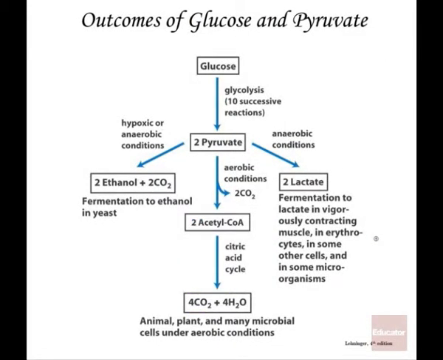So here is a more refined picture of what I just showed you. We have our glucose. It gets broken down into pyruvate, and then it can either go through the aerobic pathway and turn into acetyl coenzyme A, which then goes down the citric acid cycle to oxidative phosphorylation. Or we can go anaerobically through the lactate pathway, or anaerobically through the ethanol fermentation pathway.